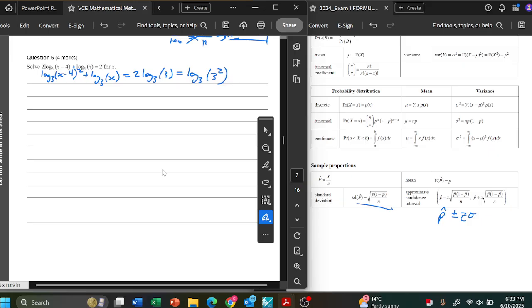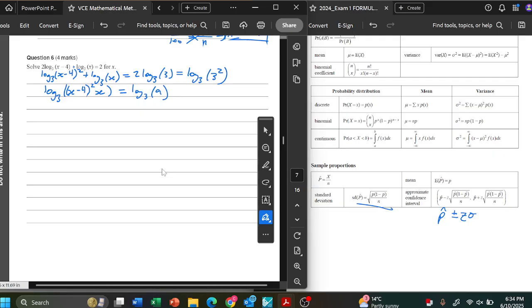Now also on the left-hand side of this equation, we have a log plus a log, so we can use our log law that says if we've got a log plus a log, we can just multiply those two things inside the brackets. So we have log 3 of (x minus 4) squared times x is equal to 3 squared, which we said is log 3 of 9. And I've got two things on both sides of the equal sign here that have a log 3 in front of them.